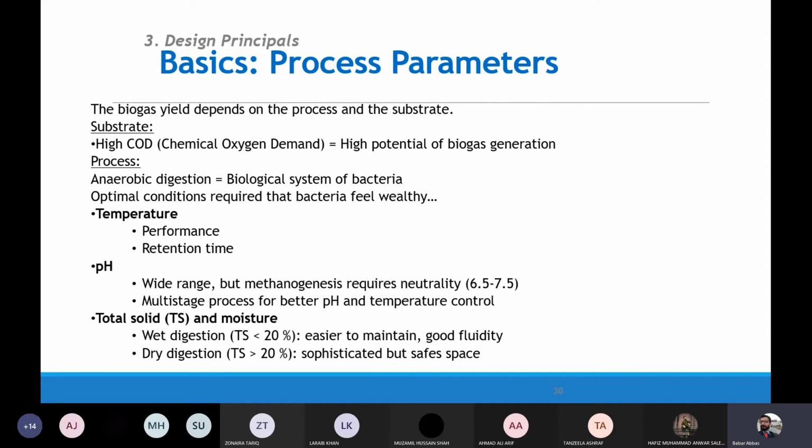Total solids and moisture which is being utilized in the system must be, in wet digestion, total solids should be less than 20%. In dry digestion, it must be greater than 20%.